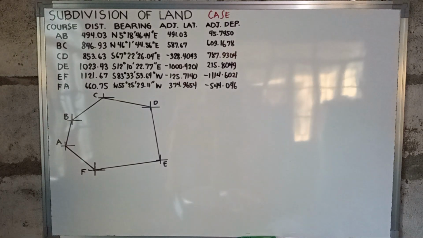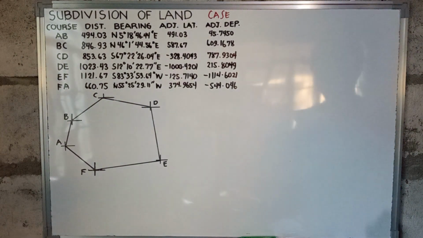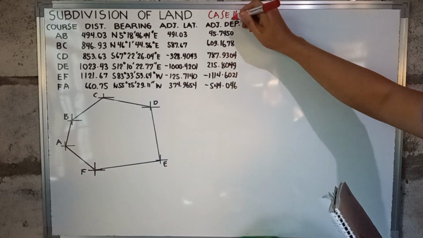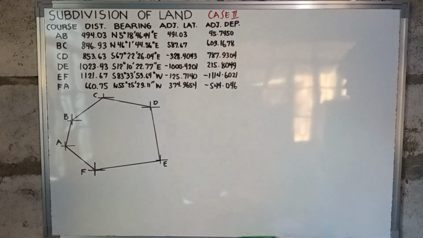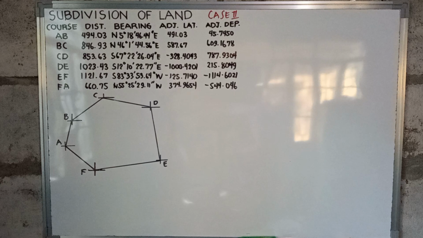Sabi ko nga sa inyo, we have 4 cases. So ngayon, let's move on naman sa case number 2 natin, which is division by area by a line through a point in a given direction. So in this case naman, kung kanina is point to point, ngayon naman is point na merong direction.